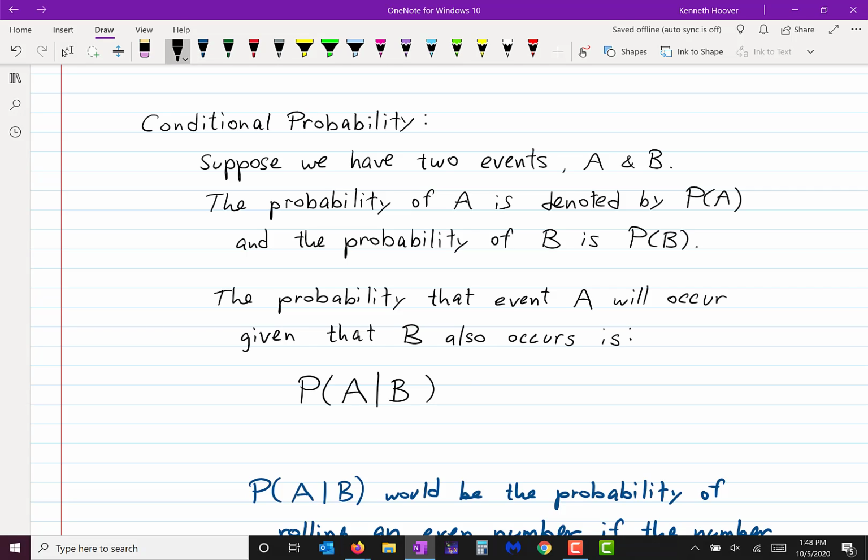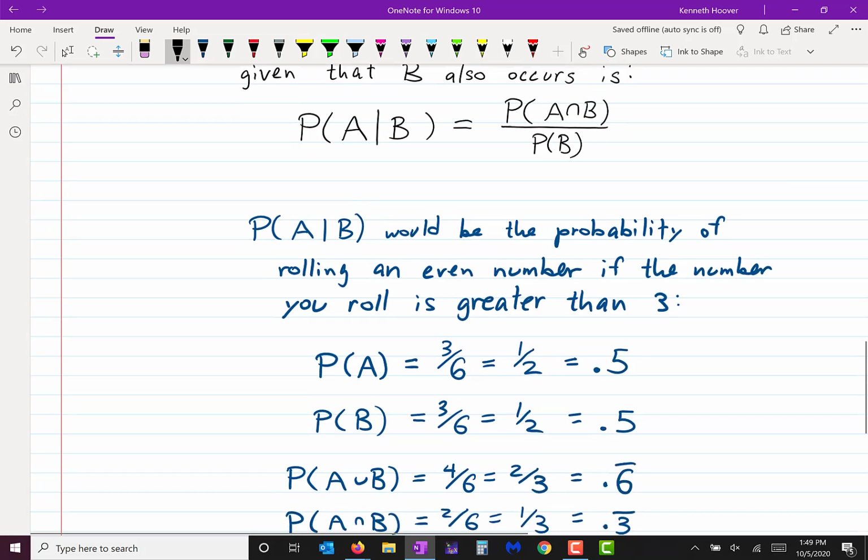I never finished up here. I'm going to write that down here. So the probability of A given B is equal to the probability of A and B. Remember, the word and goes with intersection, divided by the probability of B. So let's do it that way instead, because I think it's easier that way. Let's go down here.